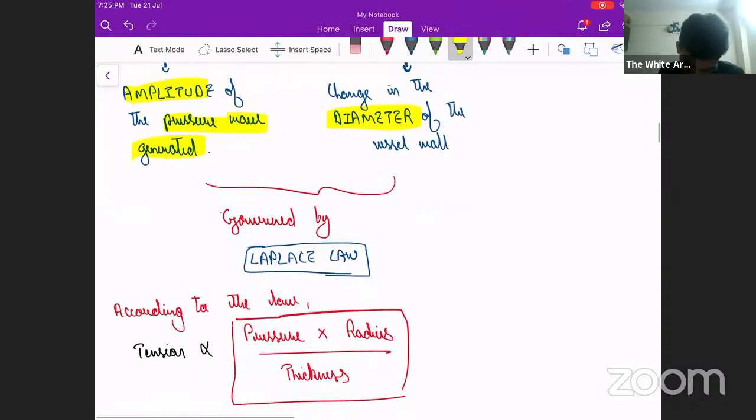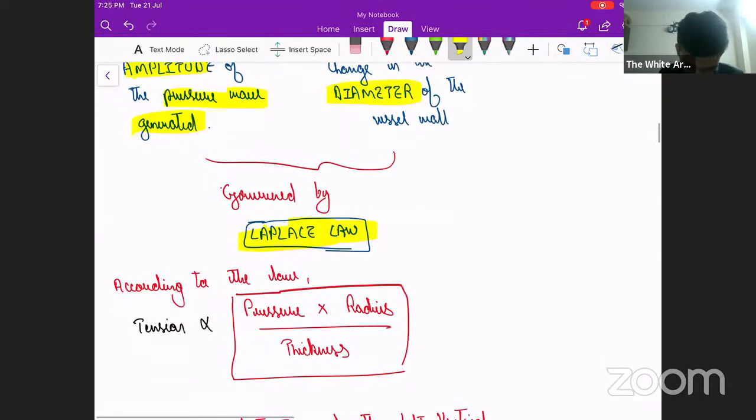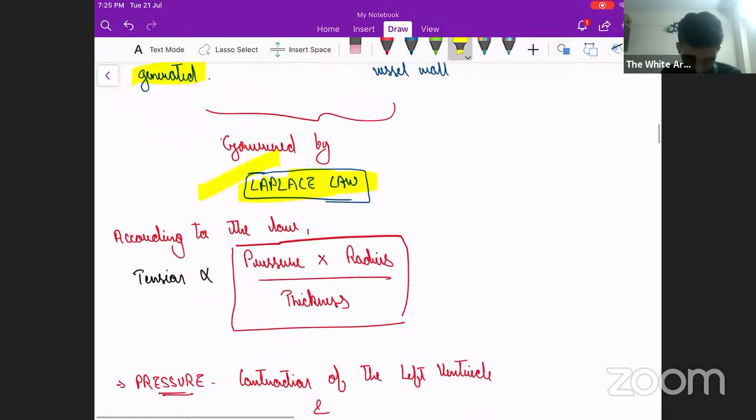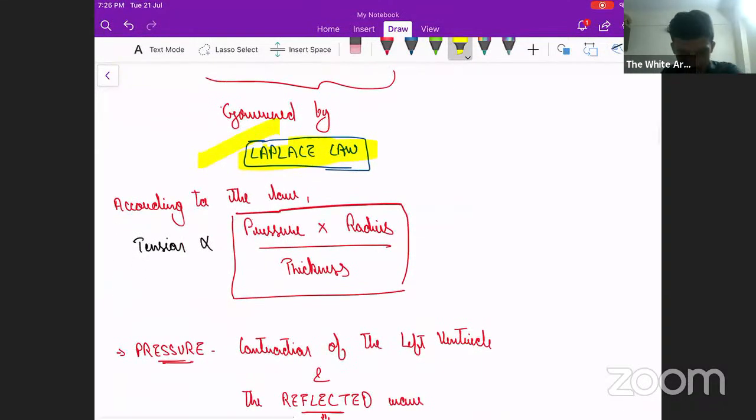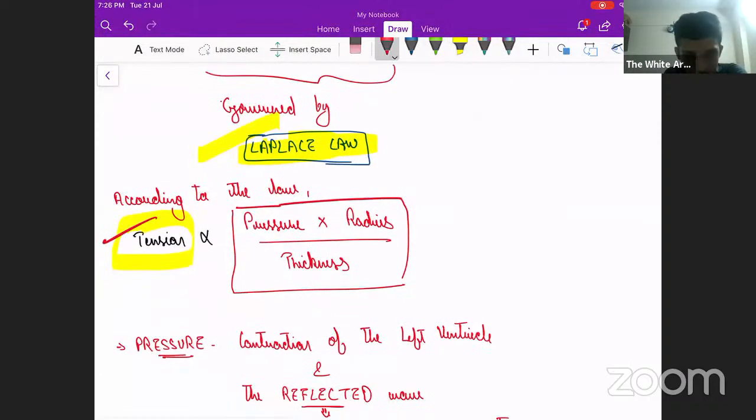This is governed by what is called the Laplace law. So what does the Laplace law state? That the tension which we measure in the arterial waveform, using the pressure gauge, is directly proportional to the pressure, directly proportional to the radius, and inversely proportional to the thickness of the vessel.